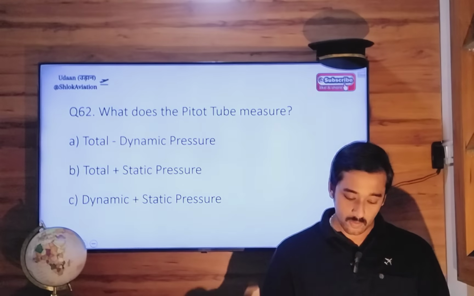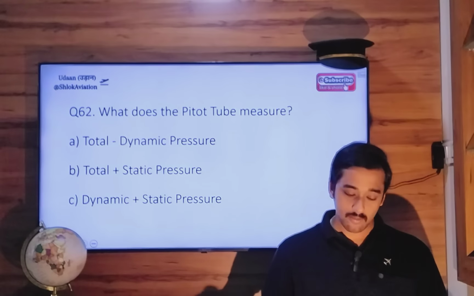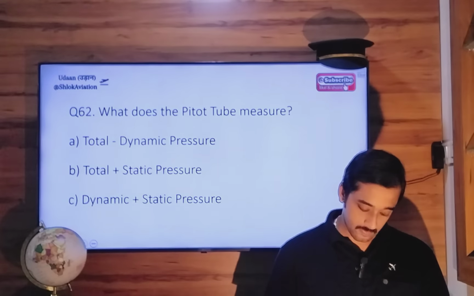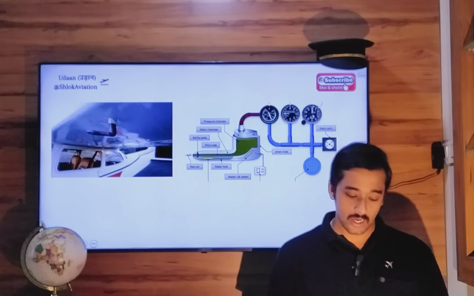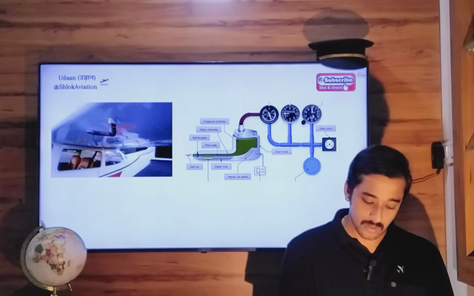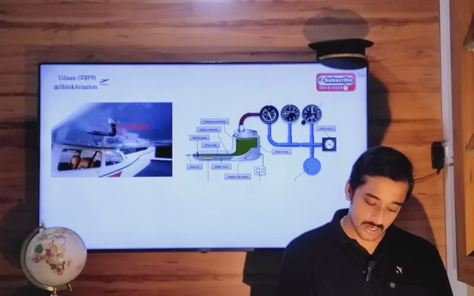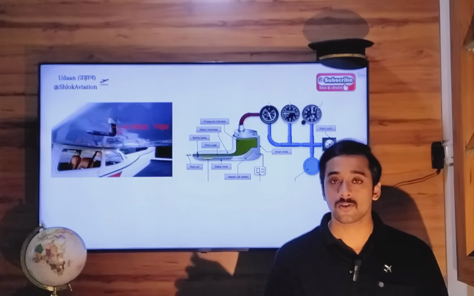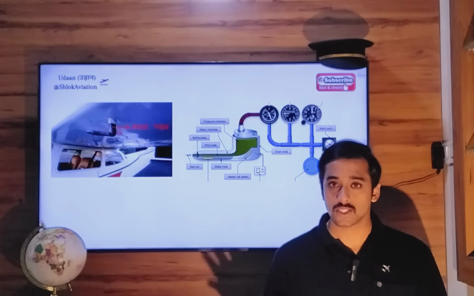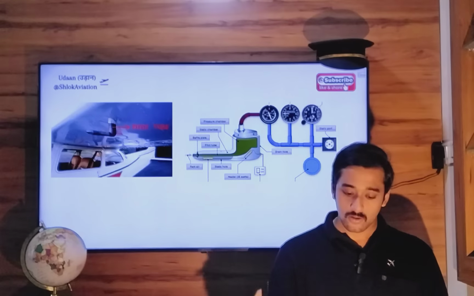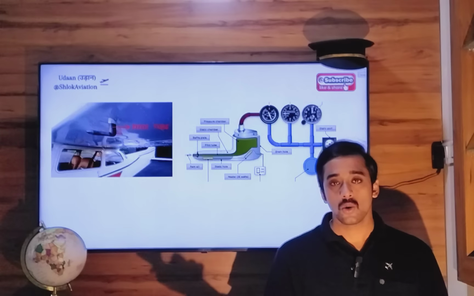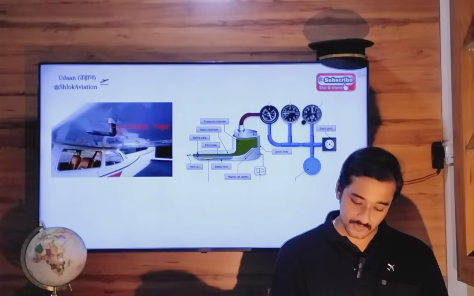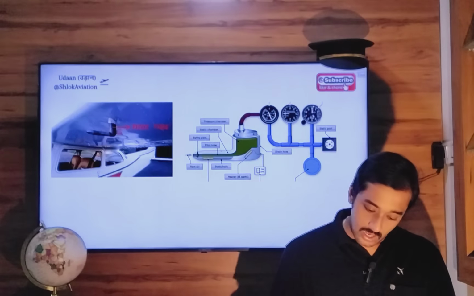What does the pitot tube measure? Total minus dynamic pressure, total plus static pressure, or dynamic plus static pressure. This is the pitot tube in your aircraft, mounted on the left wing. In big aircraft like airliners, you will have pitot tubes located on both sides of the fuselage near the nose section. Now, there are three pressure instruments: altimeter, vertical speed indicator, and airspeed indicator.